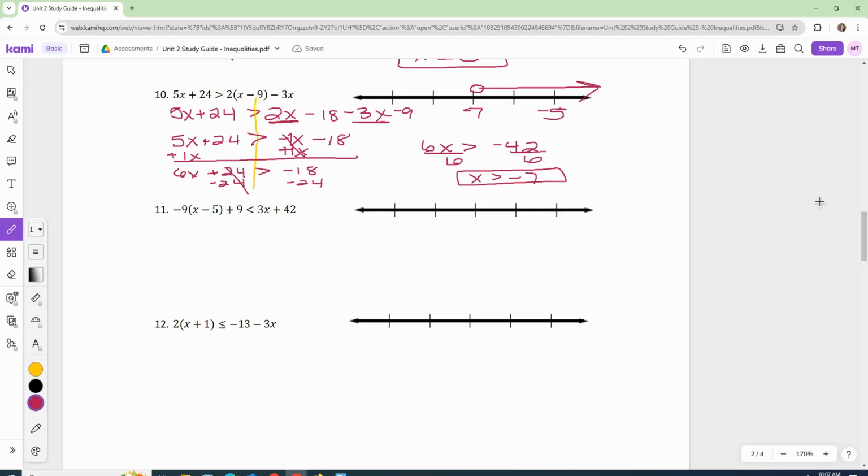Thank you. Number 11. Anybody really want it? Gabe? First you distribute negative 9. So we get negative 9x plus 45 plus 9 is less than 3x plus 42. Okay, and then the plus 9 and the plus 45 will combine. They're on the same side, so we just combine them. So that's a plus 54.